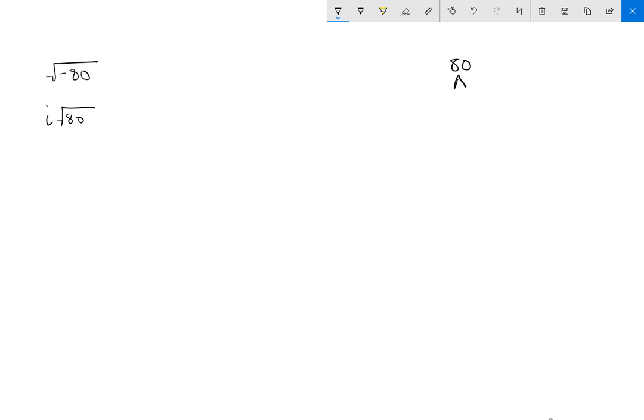I'll bet you noticed right away, 4 times 20 is 80. 4 is a perfect square. Woohoo! Oh, but look, what goes into 20? 4. Oh, I know what I can do. I can do the square root of 16 times the square root of 5. Square root of 16 is 4. Radical 5 can't be simplified.